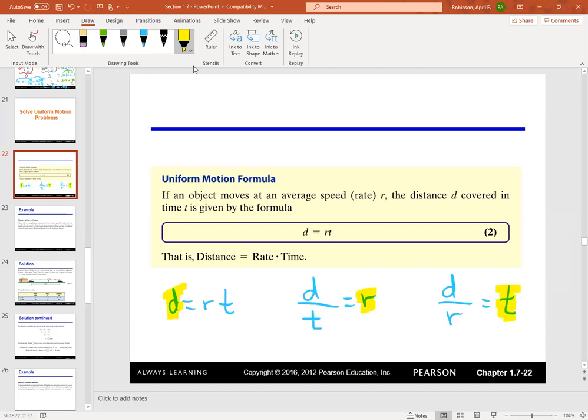So you might have to solve for rate, which is distance divided by time, or solve for time, which is distance divided by rate. So keep that in mind.